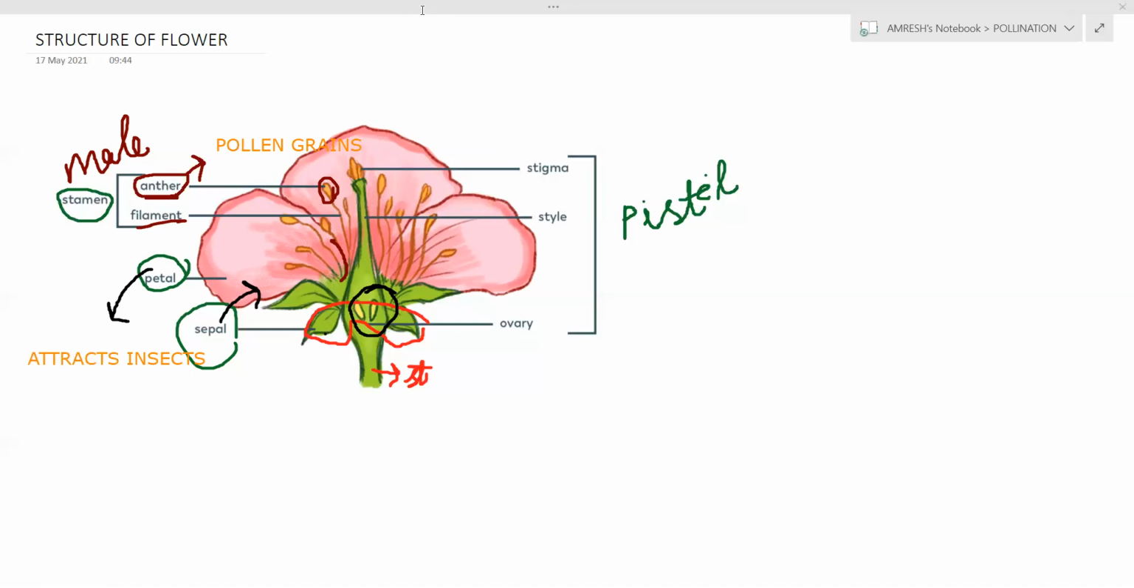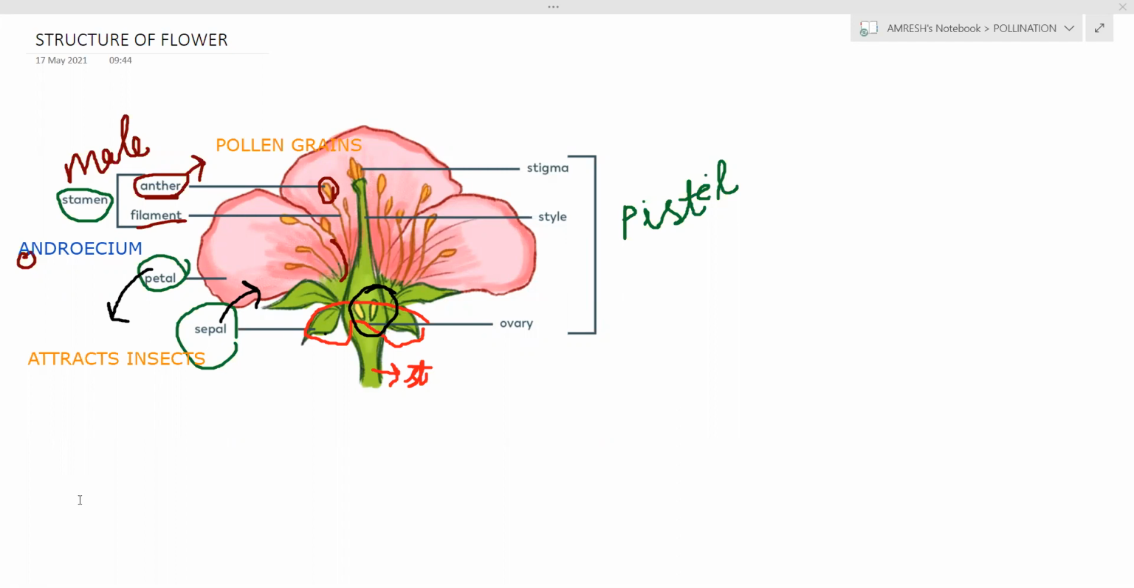And the male part of the flower together is called androecium. This is a very important term. Androecium. The male part is called androecium. Now let's move to the female part.